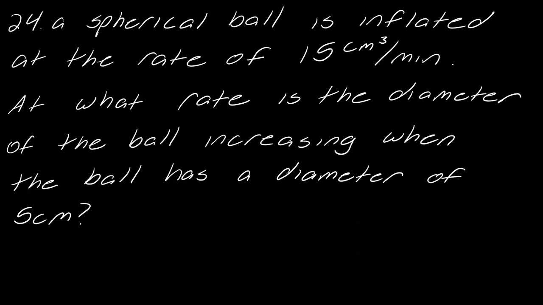Okay, and a word problem for our very last problem. A spherical ball is inflated at the rate of 15 centimeters cubed a minute. At what rate is the diameter of the ball increasing when the ball has a diameter of 5 centimeters? One thing that we need to know is the volume of a sphere. So that's V equals 4 over 3 pi r cubed.